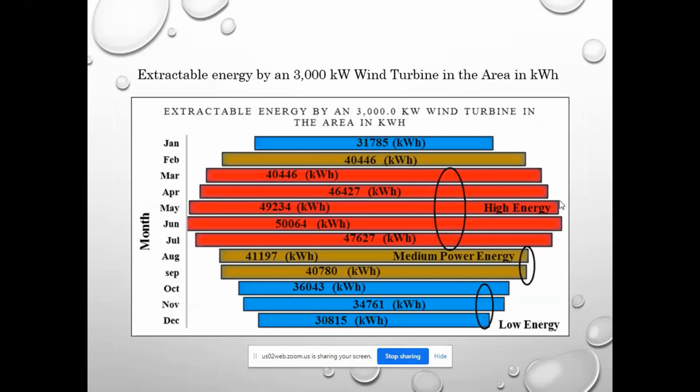And there is also the extractable energy by the 3,000 kilowatt wind turbine in the area. As you can see in the previous slide, also the same, from March until July the most energy can be produced by the wind turbines we suggest in this research.